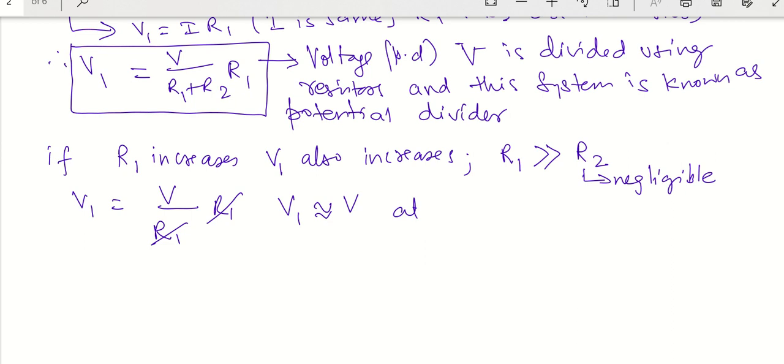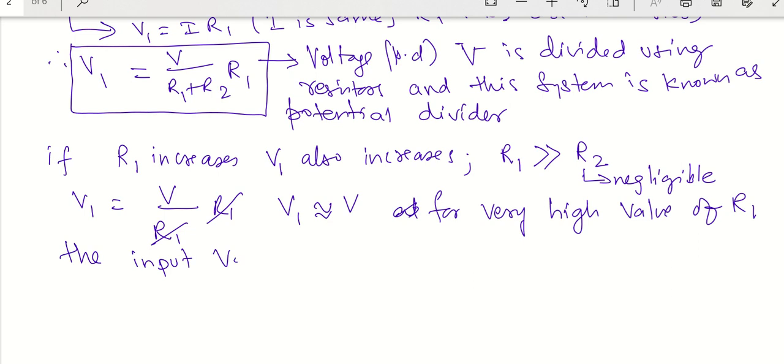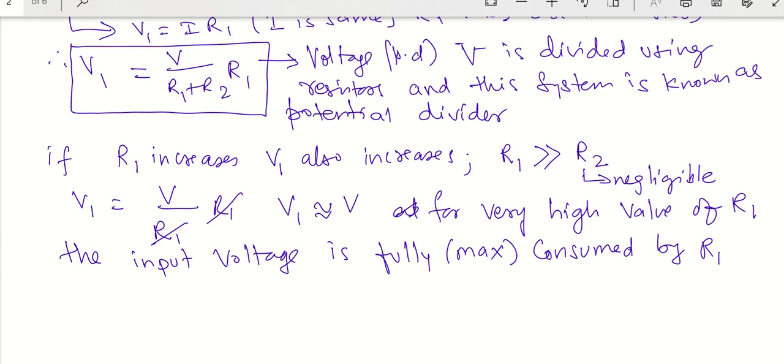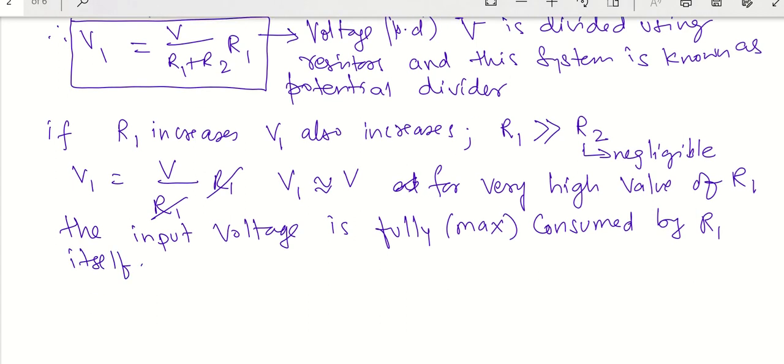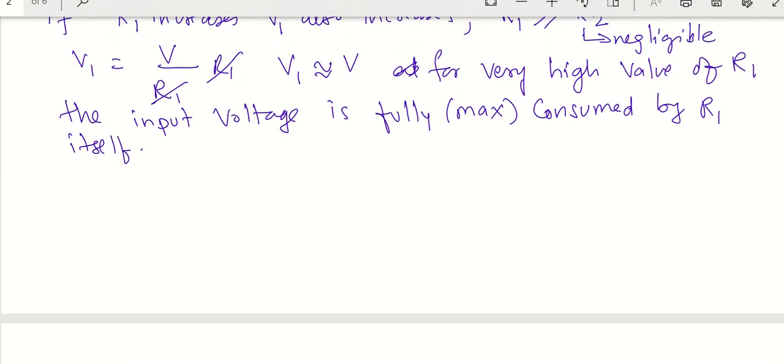So for a very high value of R1, the input voltage is fully or maximally consumed by R1 itself alone, just R1 itself, right? So keep this in mind. R1 plays a key role here.